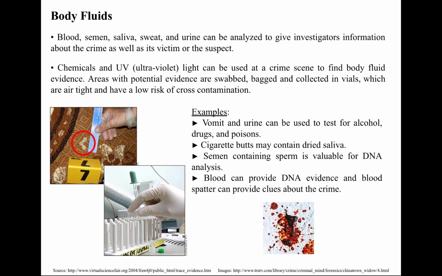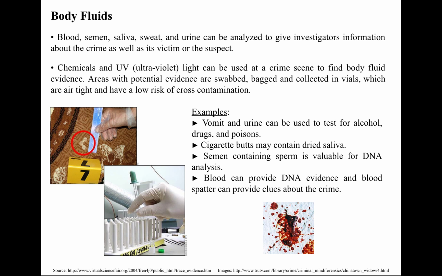Body fluids could be blood, semen, saliva, sweat, urine. This is all considered body fluids. And if you analyze them, you can get information about the crime as well as the victim or suspect. These body fluids will be analyzed with chemicals and also UV light. UV stands for ultraviolet. So you can use this at a crime scene to find body fluid evidence that might not be evident to the naked eye. Any areas that might have potential body fluid evidence will be swabbed, bagged, and collected in vials. They keep those airtight so you don't have contamination, and they can take that back to the lab and see what kind of evidence they can get.